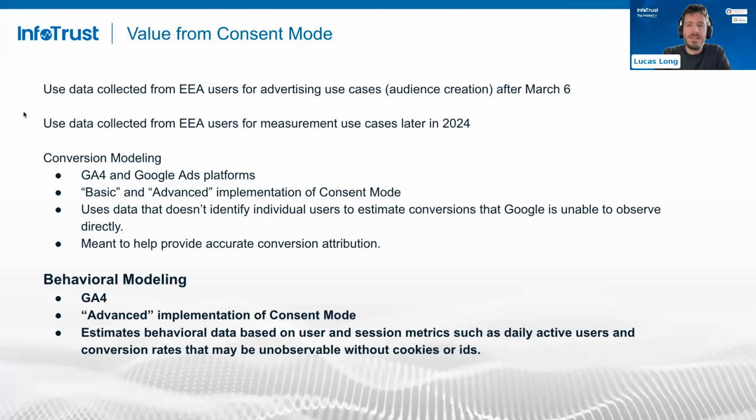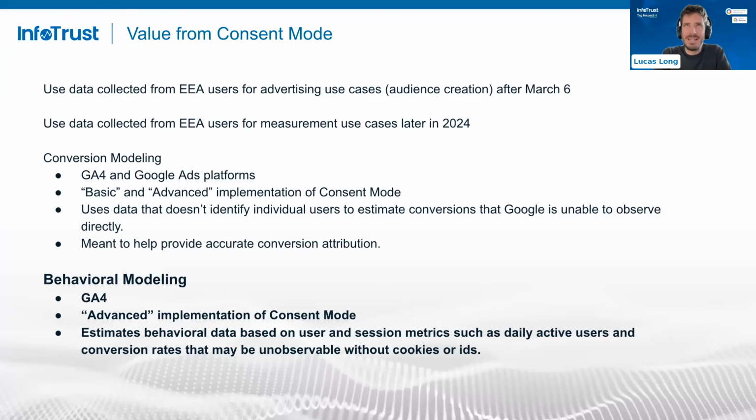Now, if you have implemented the advanced version of consent mode, you can also take advantage of behavioral modeling, which is available within GA4. Behavioral modeling, as I mentioned, requires that advanced implementation. And if you have that advanced implementation in place and you have sufficient traffic to meet a number of different volume thresholds that Google has applied for this modeling, then you'll begin to see the behavioral modeling data within the blended reporting identity of the UI.